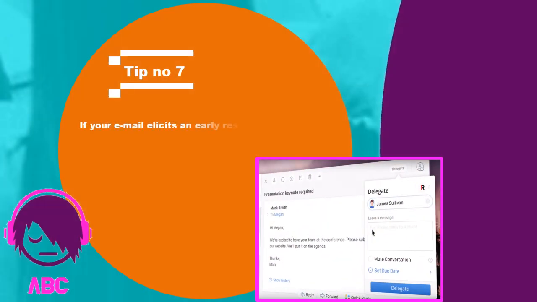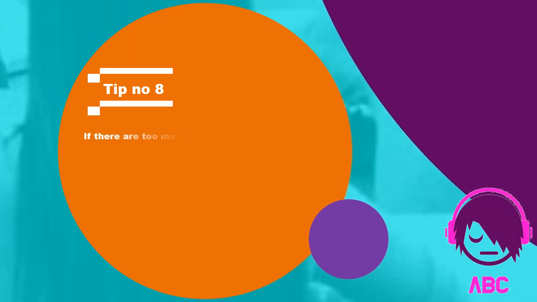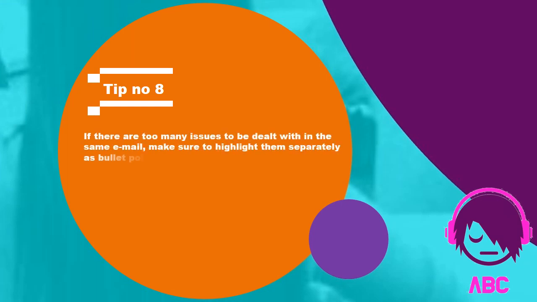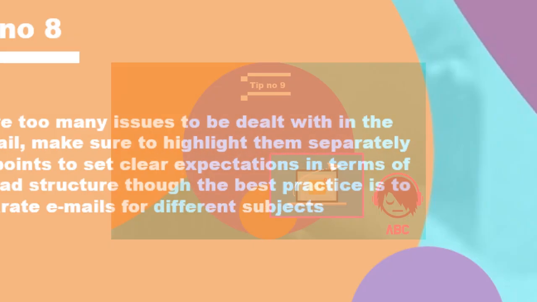Tip number 7. If your email elicits an early response, then make sure that you relate a prompt reply and action to the recipient's objectives in a polite way, mentioning the consequences of late reply. Tip number 8. If there are too many issues to be dealt with in the same email, make sure to highlight them separately as bullet points to set clear expectations in terms of easy-to-read structure, though the best practice is to send separate emails for different subjects.